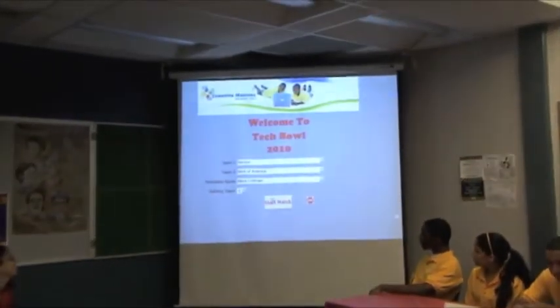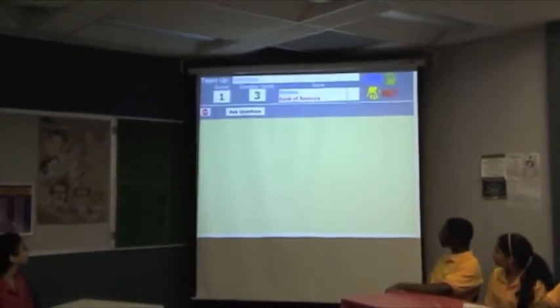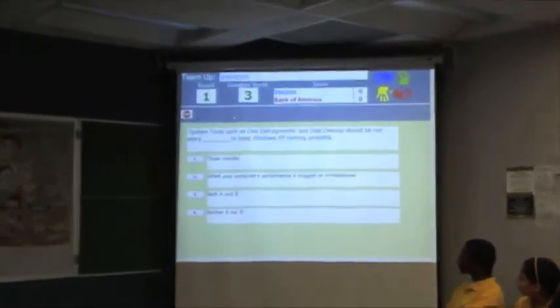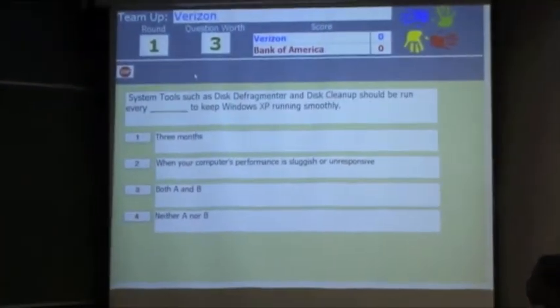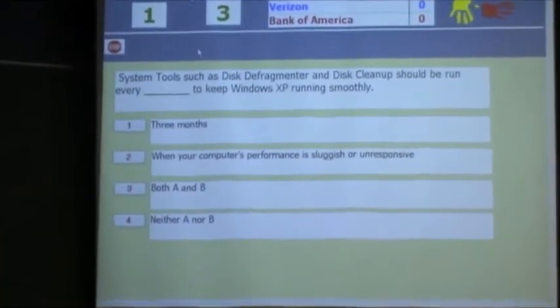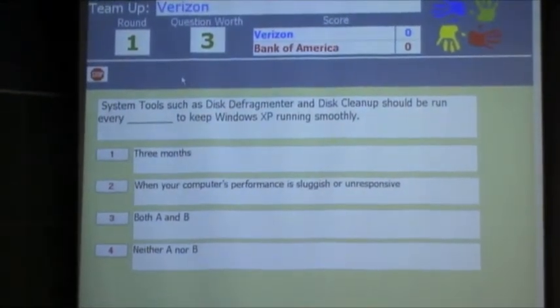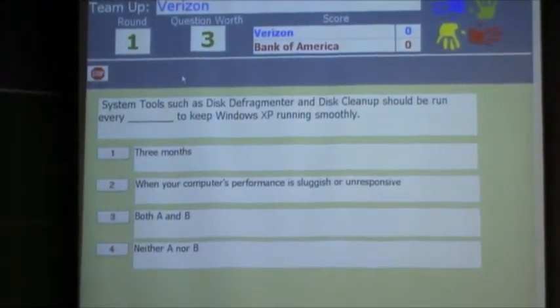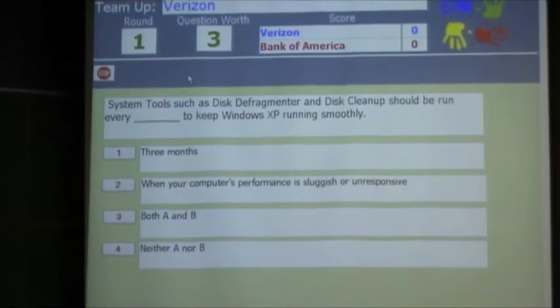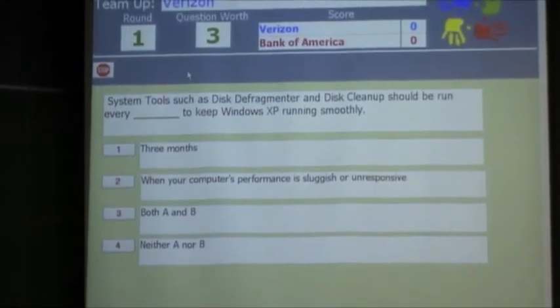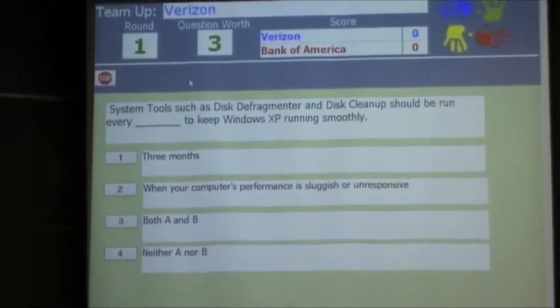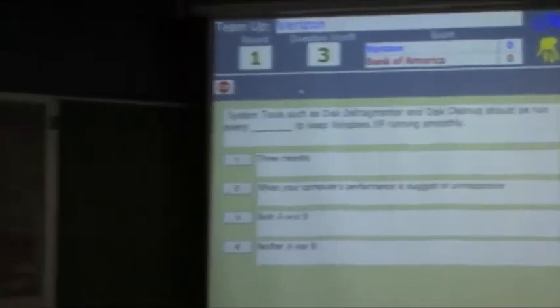Breathe. Let's start. Okay, first question. System tools such as disk defragmenter and disk cleanup should be run every blank to keep Windows XP running smoothly. 1, 3 months. 2, when your computer's performance is sluggish or unresponsive. 3, both A and B. 4, neither A nor B. Any second? Number 3. That is correct.